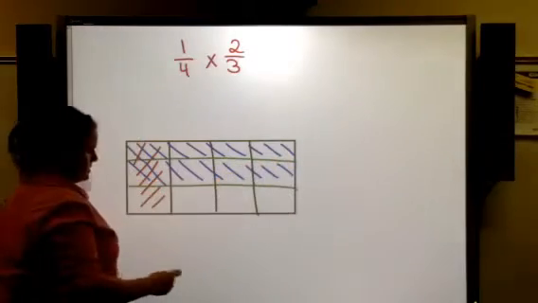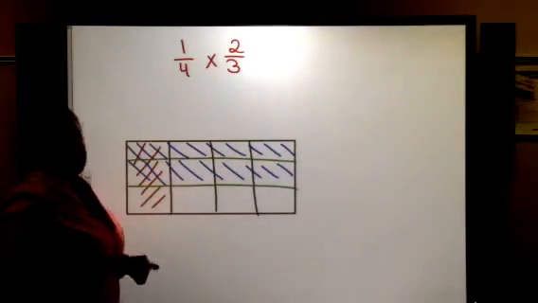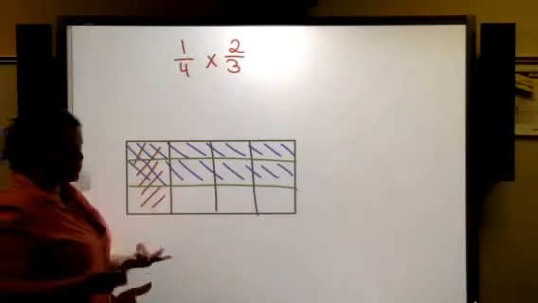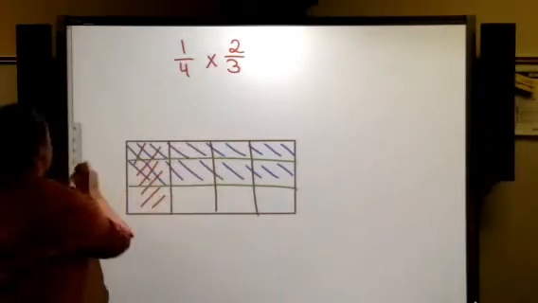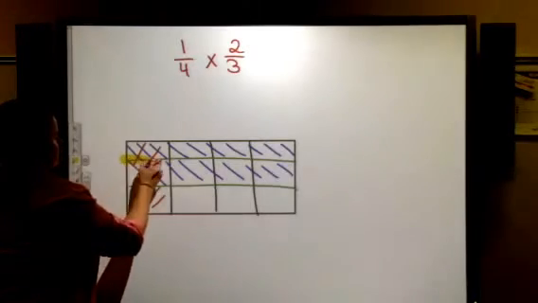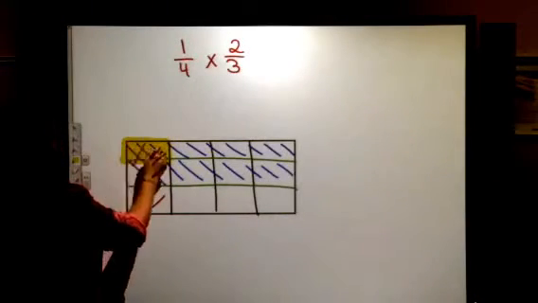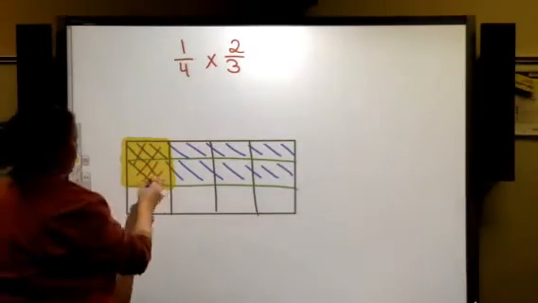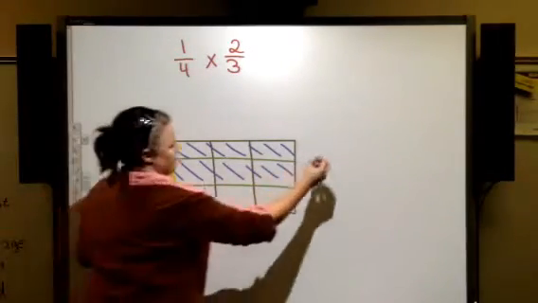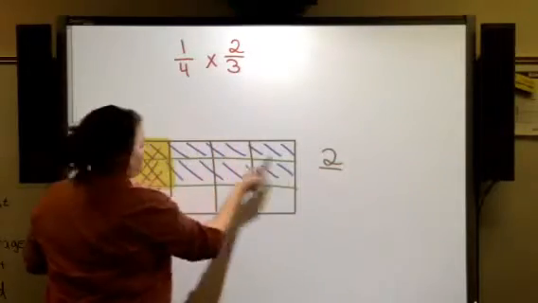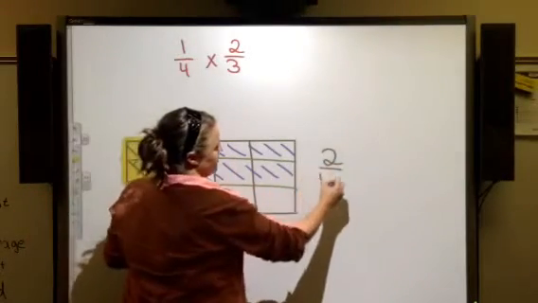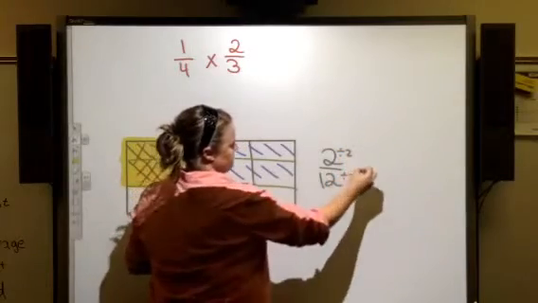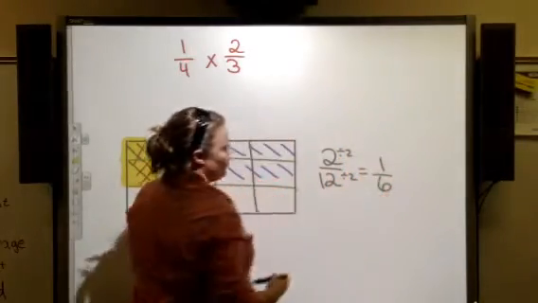and then 2/3. And then what I'm looking for in my answer are areas in my rectangle that have been shaded by both parts, both fractions. And I can see that this section here has both shadings, and this section here has both colors as well. Meaning that my answer are 2 parts out of the entire 12. And when you simplify that, I know they have 2 as a common factor, which is going to equal 1/6.